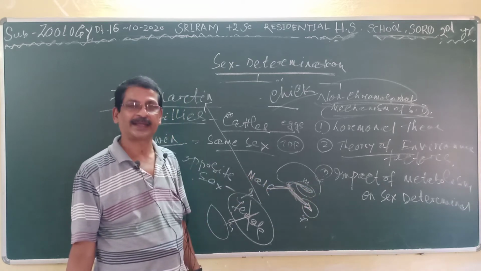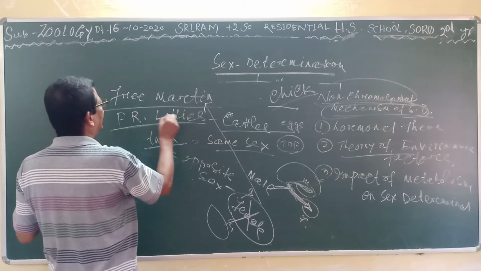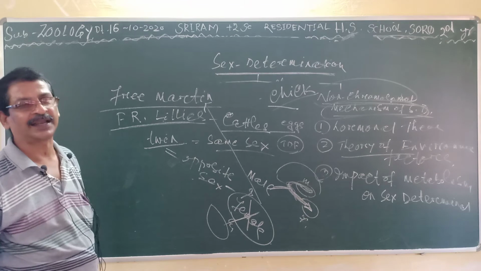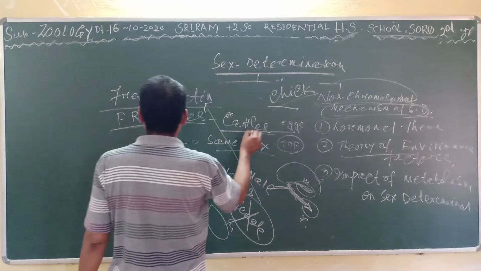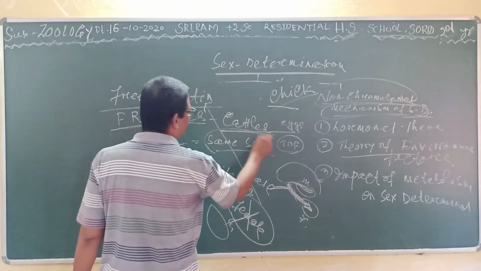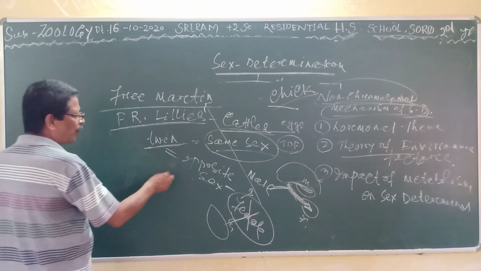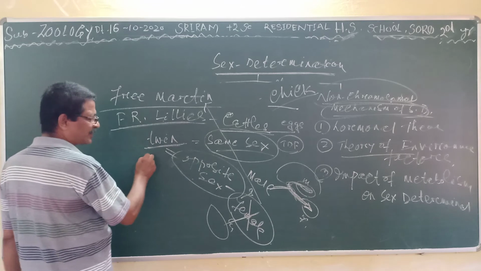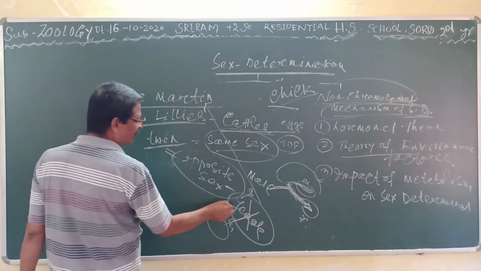Clear that this is the female called the freemartin. The scientist F. R. Lillie experimented on cattle. He said that twins of the same sex are common in cattle, but when opposite sex twins are formed, at that time the female will be the freemartin.